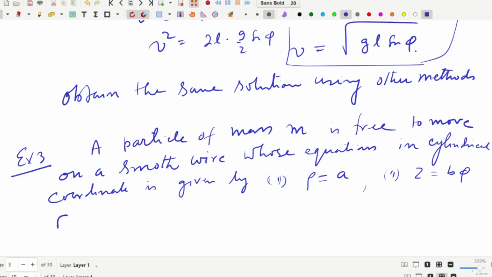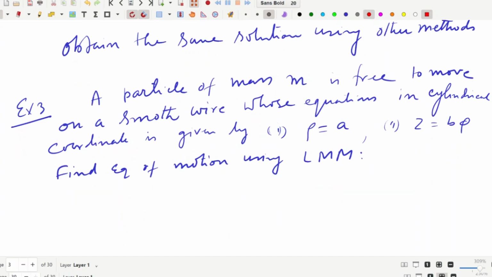So what you have to do is find the equation of motion using the Lagrange multipliers method. So we will solve this problem. This problem will give you two important pieces of information. One is using cylindrical coordinates for this type of problem, and second is that the system has two constraints.